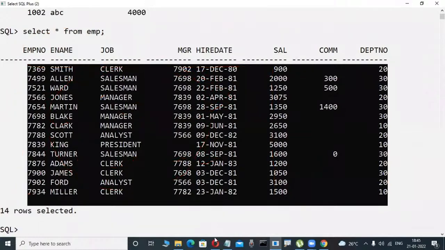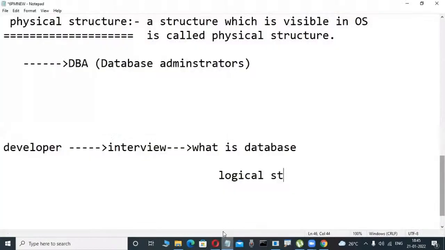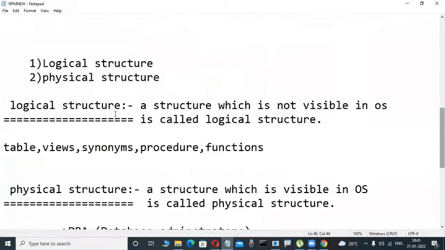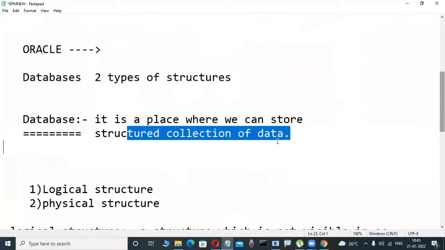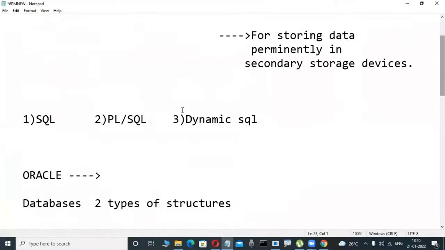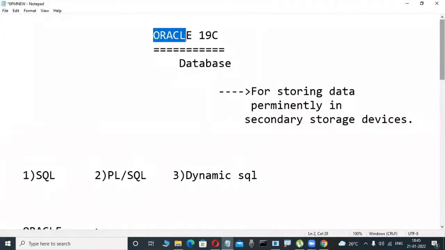That's why in books, or in Google, we type what a database means. Two definitions are there, and most developers write that it is a place where we can store a structured collection of data. Understood? Oracle is a product from Oracle Corporation. In our course, we are learning the 19C version only.